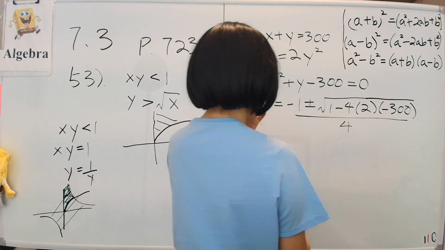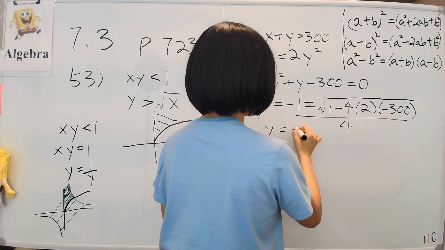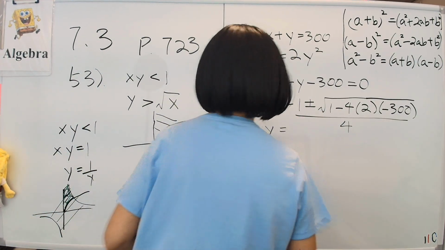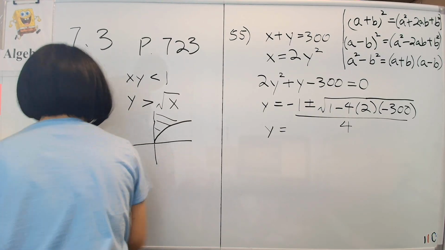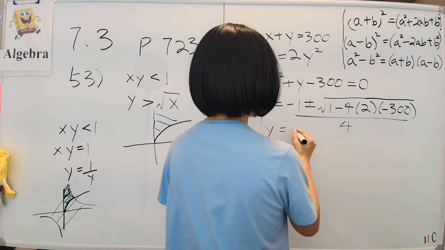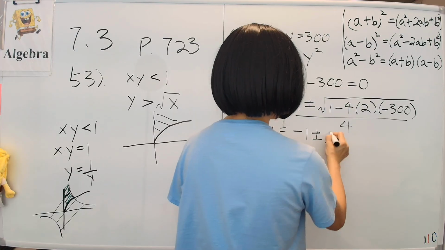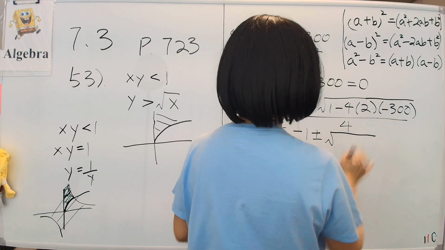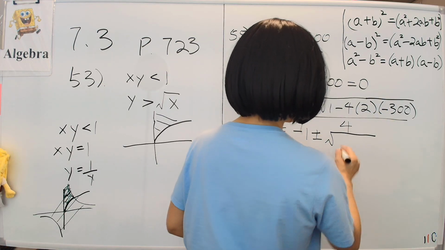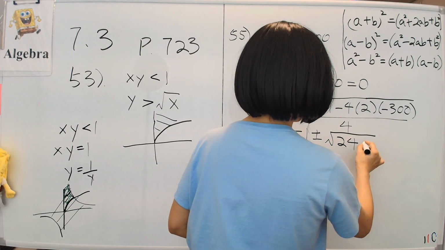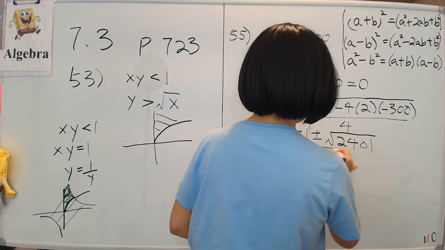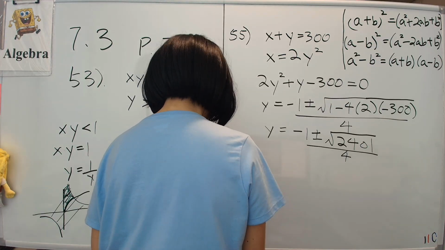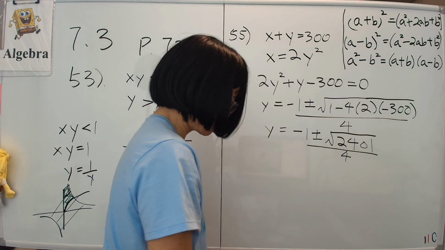So y equals minus 1 plus or minus the square root of, what is that? That's 8 times 3 is 24, right? 2400 plus 1. So 2400 plus 1, and then divided by 4. So that is y. Yeah, okay. So let's see if that's equal to anything we recognize.